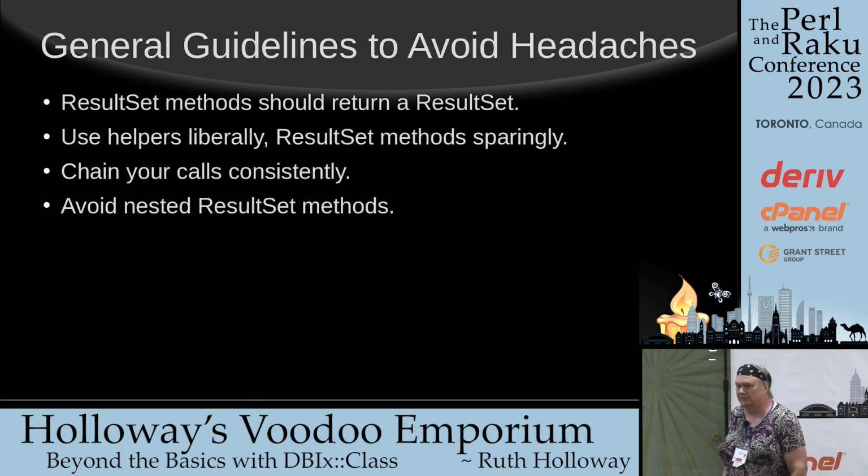Avoid nested result set methods. This is not an absolute, but it's a really good idea. Anything you chain inside your result set method that's another result set method, make sure that it is extremely well named and tightly focused. Because it is very easy, if you have two complicated result set methods and you attempt to chain them together, that your boss is going to growl at you at some point because you will have conflicting search inputs. Ask me how I know.